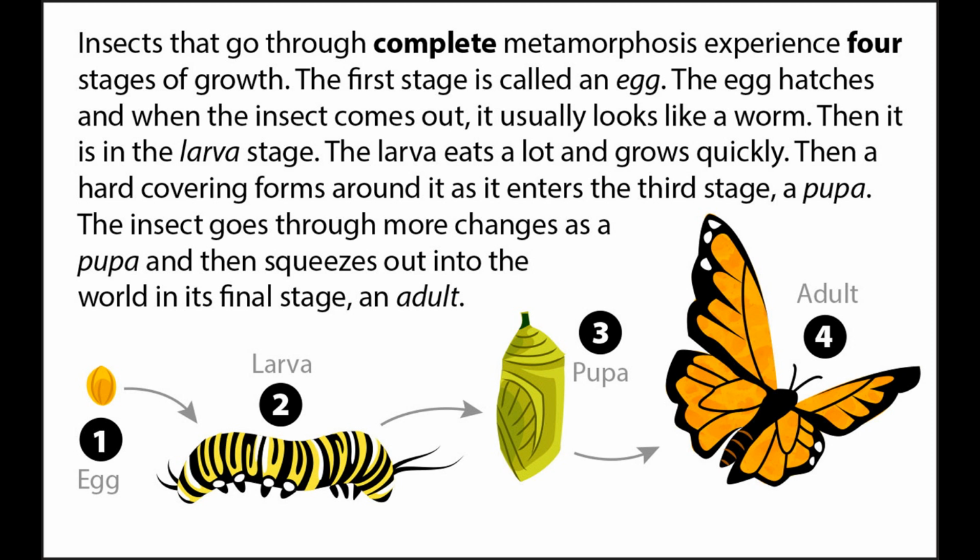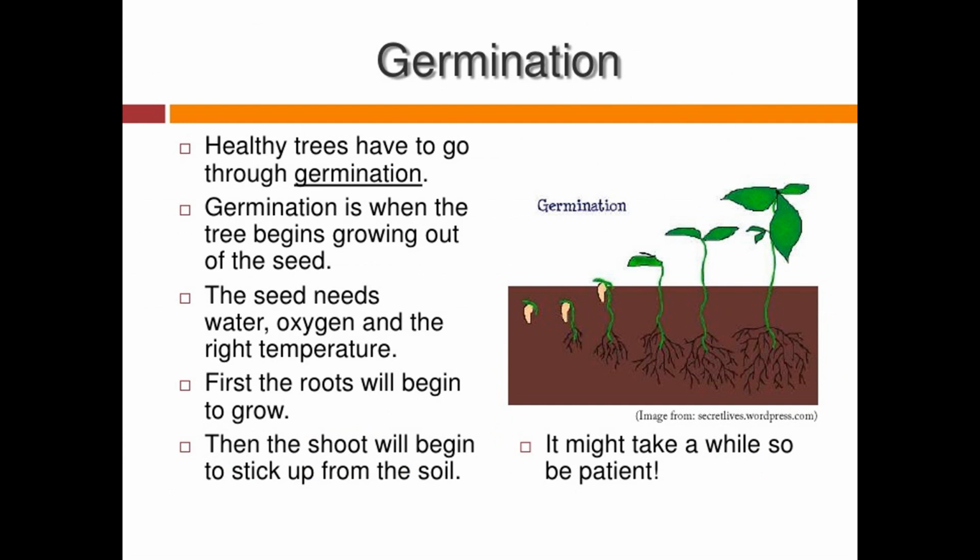The first stage is called an egg. The egg hatches, and when the insect comes out, it usually looks like a worm. Then it is in a larva stage. The larva eats a lot and grows quickly. Then a hard covering forms around it as it enters the third stage, a pupa. The insect goes through more changes as a pupa and then squeezes out into the world in its final stage as an adult.